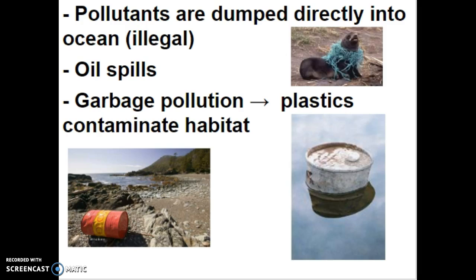If freshwater pollution has not occurred, pollutants can get dumped directly into the ocean, which is a highly illegal process. Oil spills from the transport of oil in tankers can be a problem both offshore and out in the open ocean as well. Garbage pollution, the creation of plastics by people in the mid-20th century, has caused a lot of degradation of marine habitats. Plastics do not go away very quickly. They take hundreds and perhaps even thousands of years to fully break down in the environment. So plastics can contaminate those near shore and open ocean marine environments.